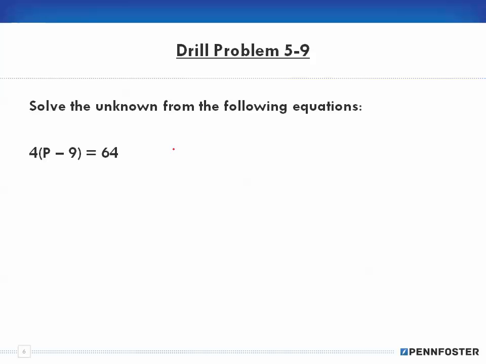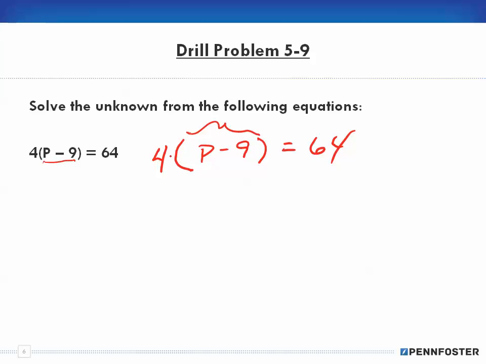All right, 5-9. Now pay attention to how I read this, because this has to do with the parentheses. 4 times the quantity. Whenever we're discussing what's in the parentheses, we verbalize it by saying times the quantity. So the quantity is what's between the two parentheses, which is p minus 9, and then that equals 64. So when I'm reading this equation, I read it 4 times the quantity, p minus 9 is equal to 64.